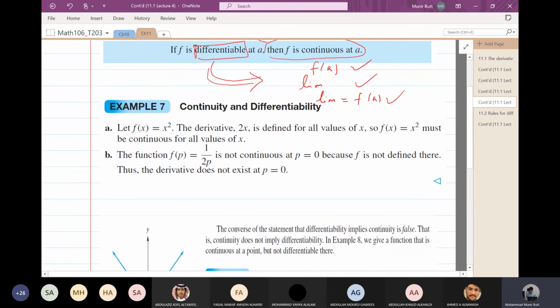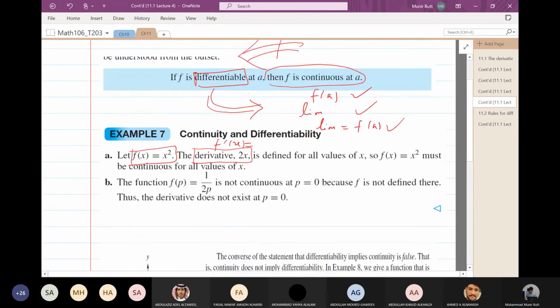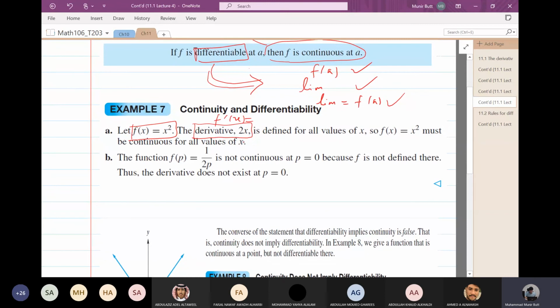And this is an example you will see now. It says let f of x is equal to x square, and now we know very well what its derivative was: 2x. Means f dash x is equal to 2x. So f of x is equal to x square must be continuous according to this, because it is differentiable. If you draw the graph, I think it is very easy. What is the graph of x square? Parabola, y is equal to x square.